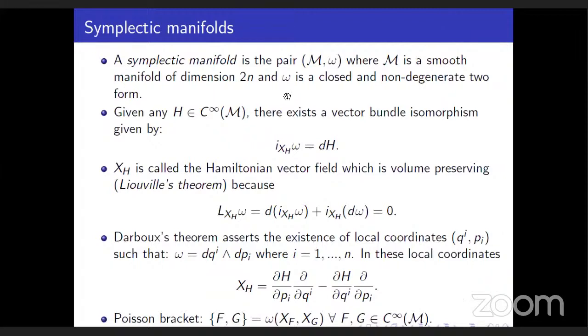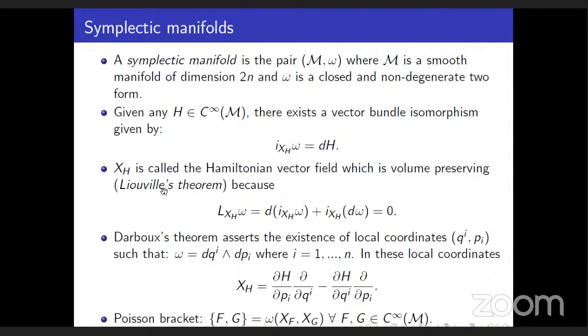So let us begin by recalling the notion of a symplectic manifold. A symplectic manifold is a smooth manifold of even dimension on which you have a two-form omega which is closed and non-degenerate. If this is the case, then given any smooth function H, you can always associate a vector field X_H through this relation. You contract the vector field X_H with this two-form, and it gives you the one-form dH. Because omega is non-degenerate, it is invertible, so this is an isomorphism. So there is a unique relationship between dH and X_H.